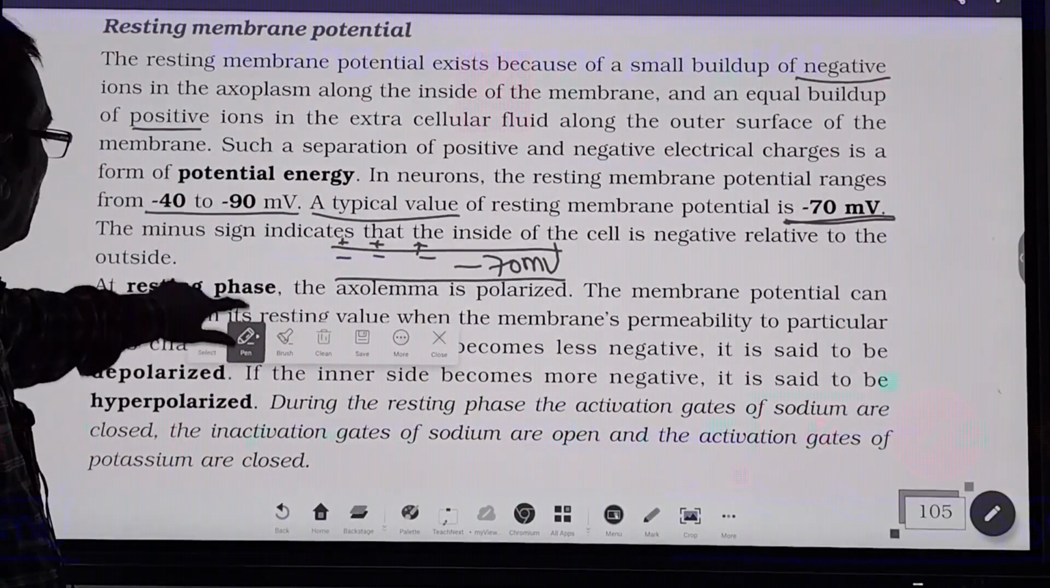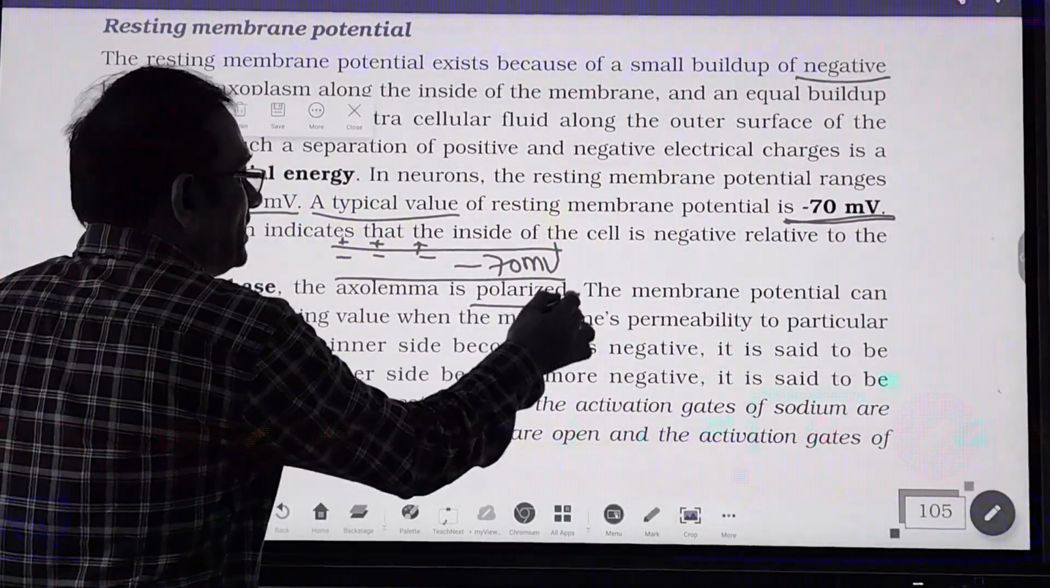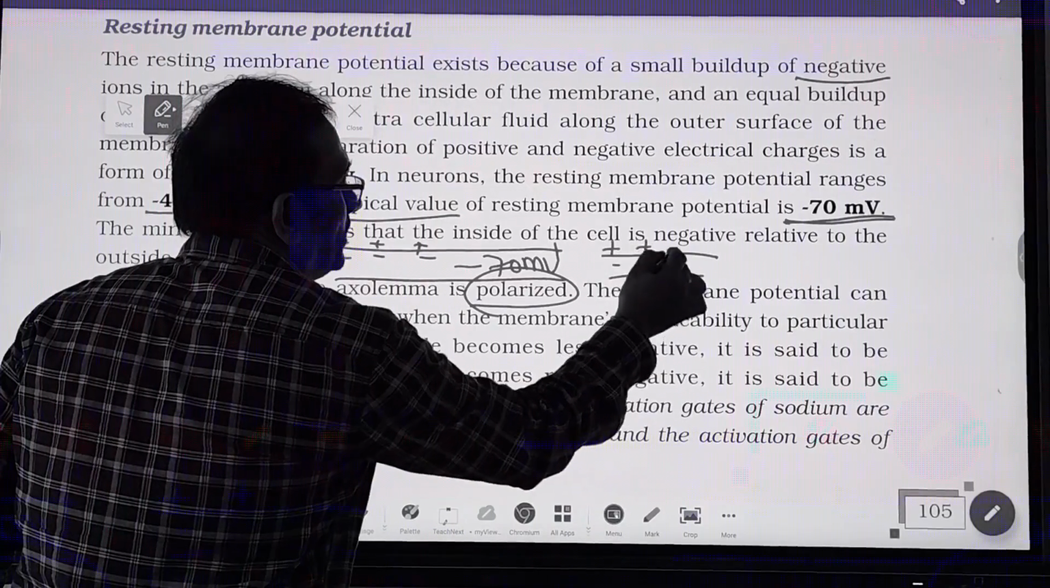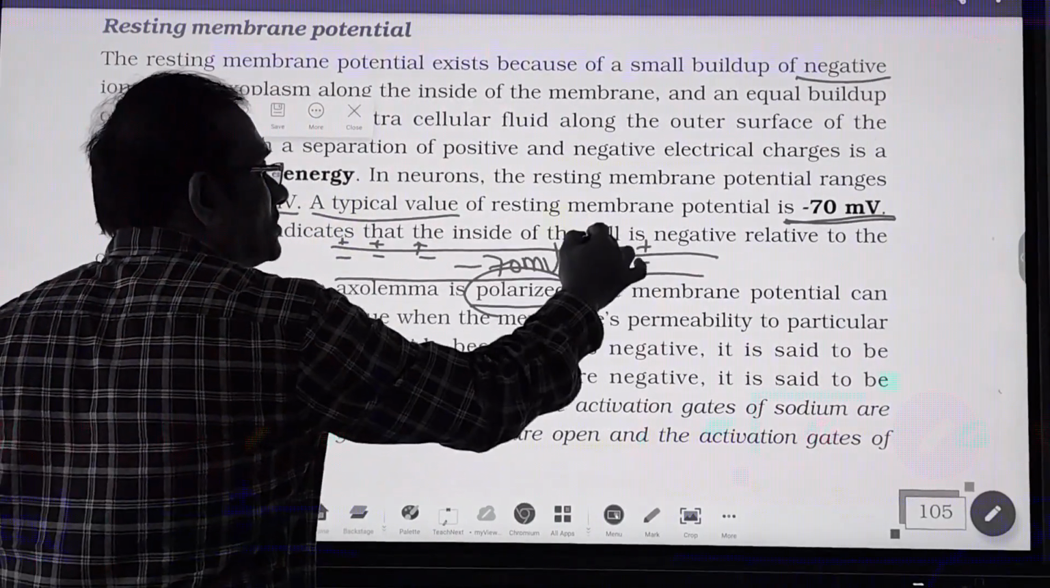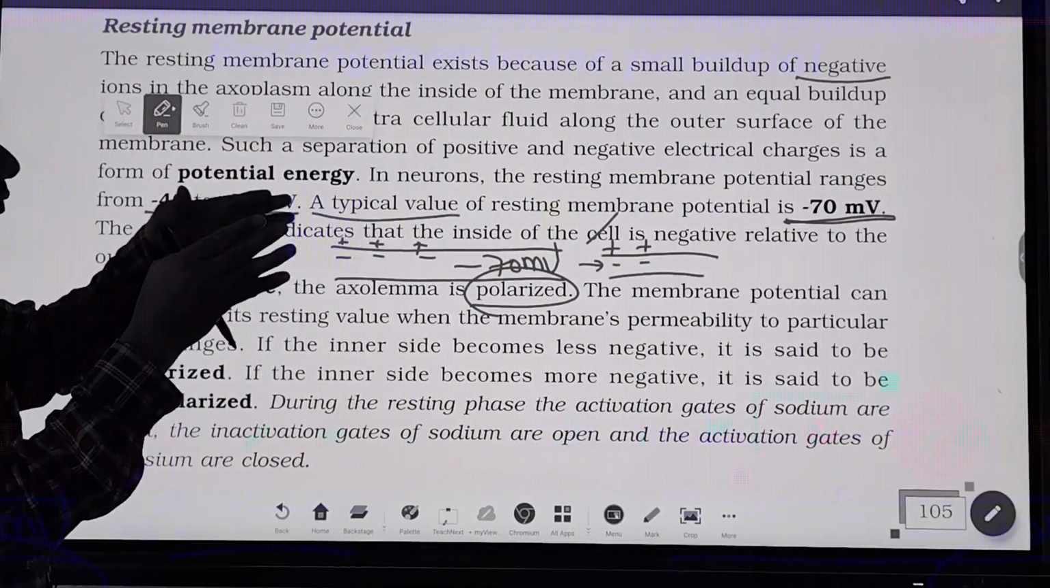At the resting potential phase, the axolemma is polarized. Polarized means poles are present. Here positive, negative, positive, negative. This is called poles. Outside positive pole, inside negative pole. Two poles are present, so it is called polarized.